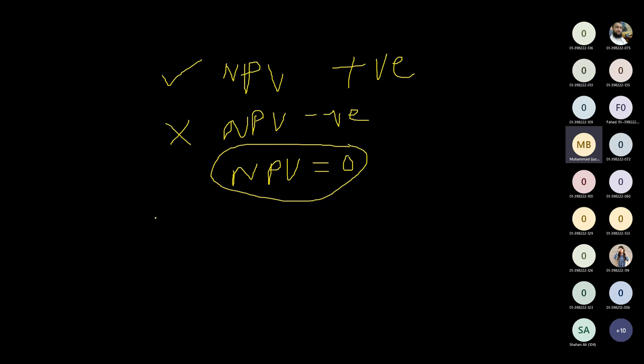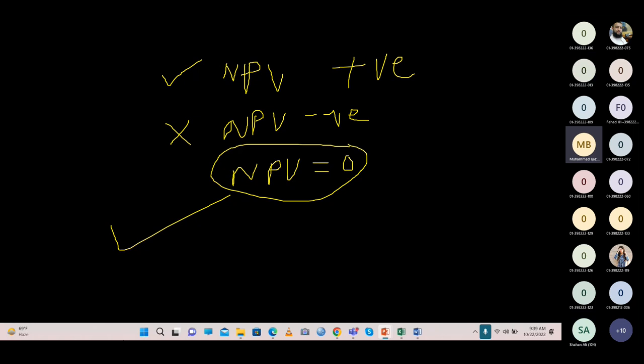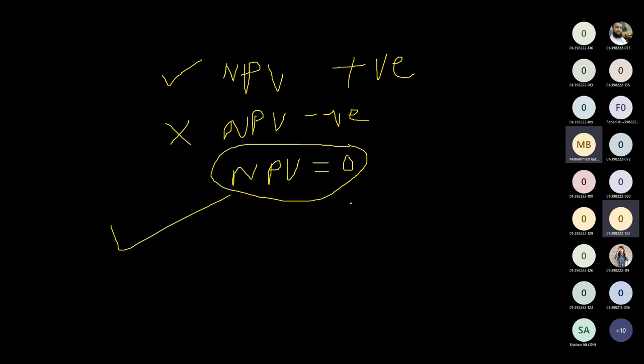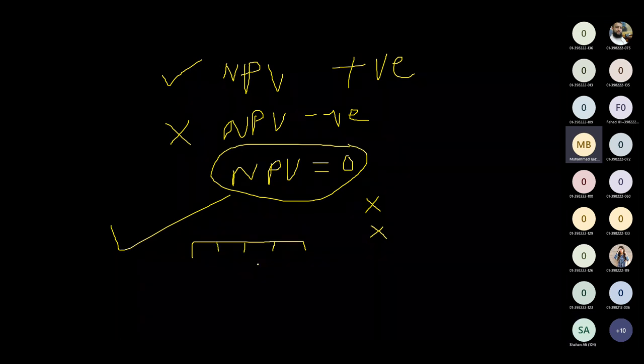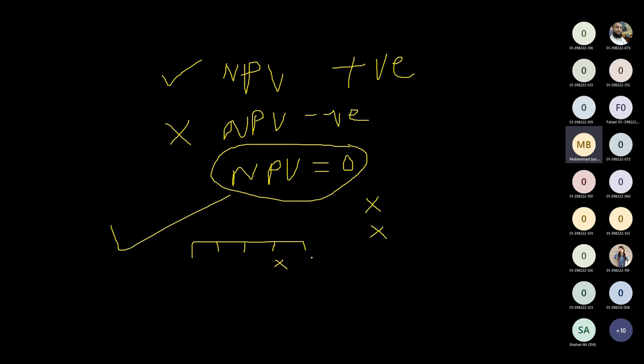Wait. First, let me clarify one thing here. Do you remember what the limitations of payback period were? The time was very important. You couldn't wait a very long time to get your investment. No. What were its drawbacks or shortcomings? Time value of money. Okay. Number one, it ignores the time value of money. Number two, it ignores all the inflows after the payback period is calculated. I hope you remember that. If my payback period is 2 years, we just ignored the remaining returns.